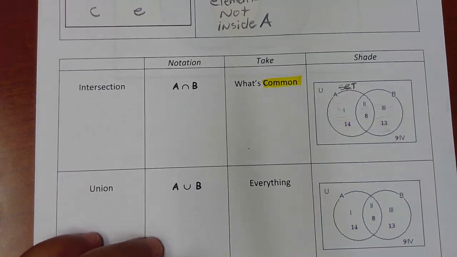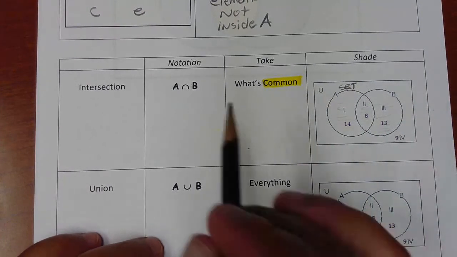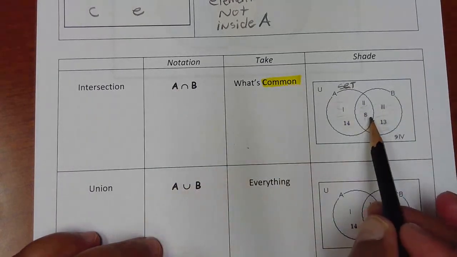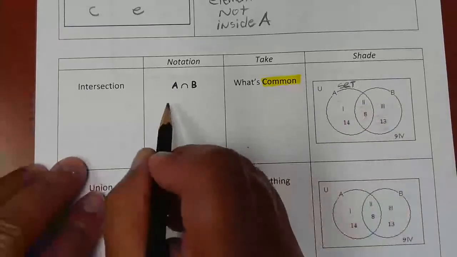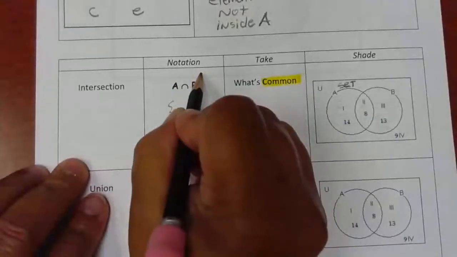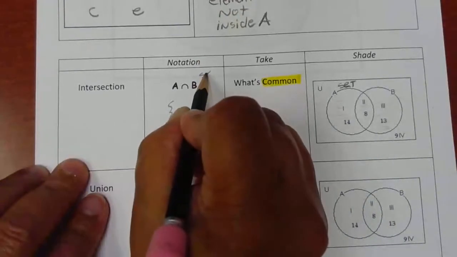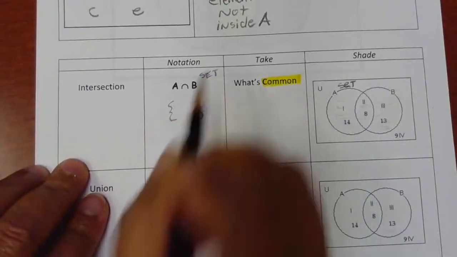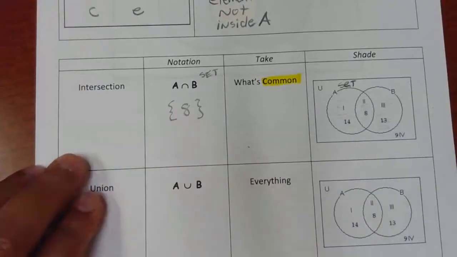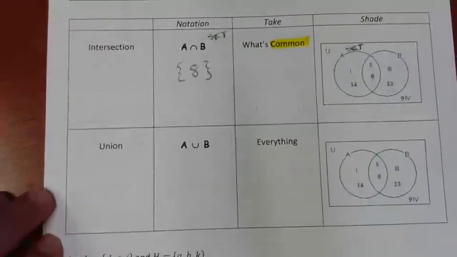Okay, so in this problem, they ask, what do they have in common? The number 8. This number 8 is part of set B, but also part of set A. So when you give an intersection, an intersection is a set, so give your answer in set notation. What do the two sets have in common? Just this one element.